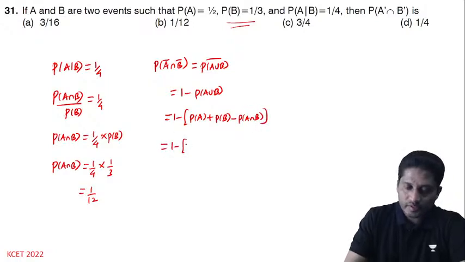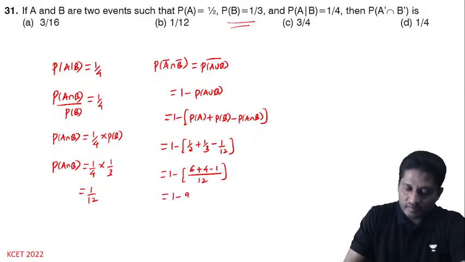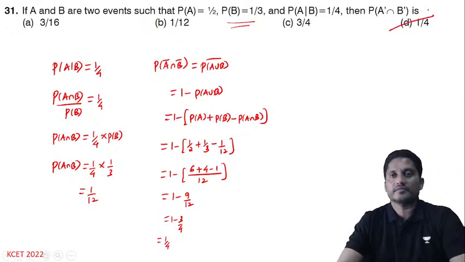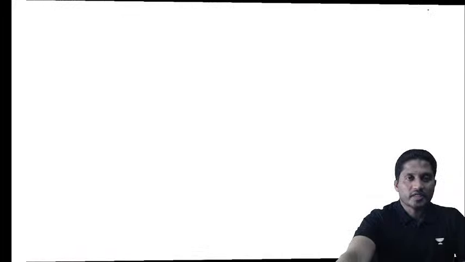Now P of A is 1 by 2, P of B is 1 by 3, P of A intersection B is 1 by 12. This is 1 minus, LCM is 12, you will get 6 plus 4 minus 1, 1 minus 9 by 12, that is 1 minus 3 by 4, which is equal to 1 by 4. Answer is option D. Let's move to the next question.